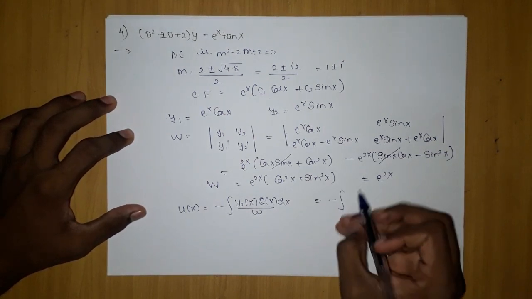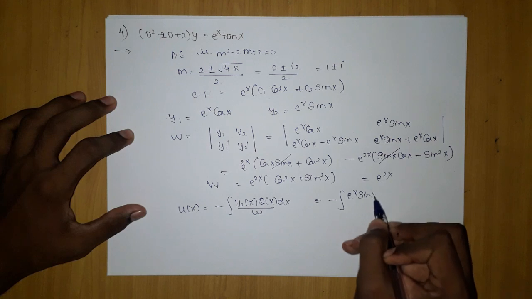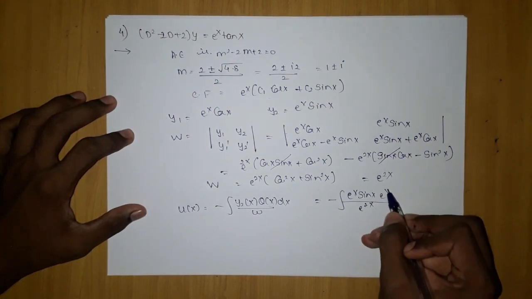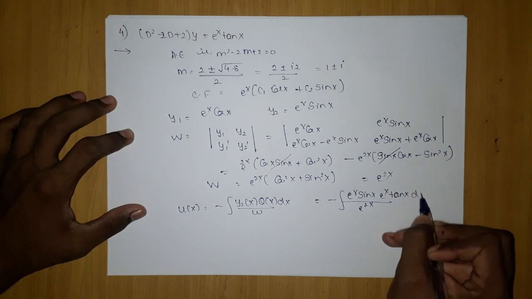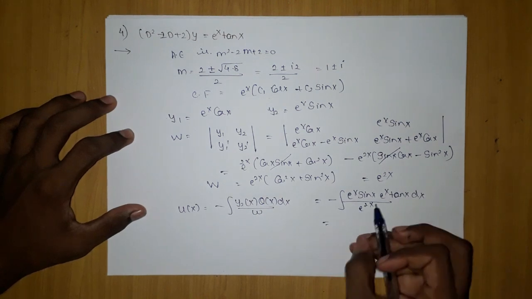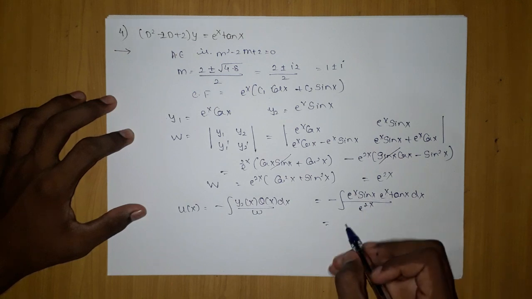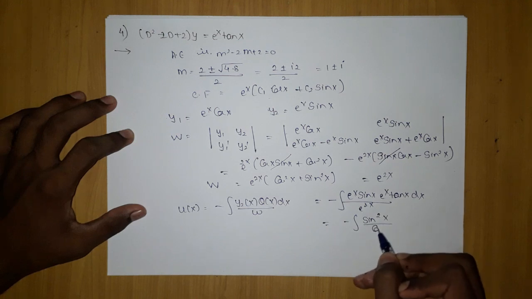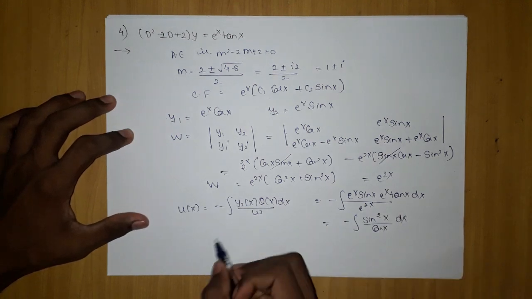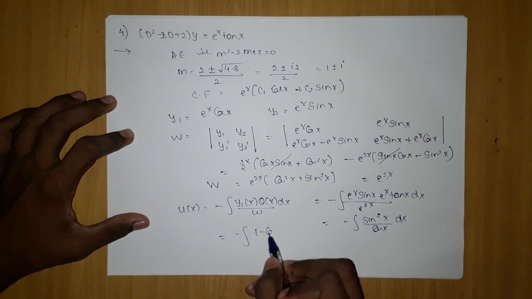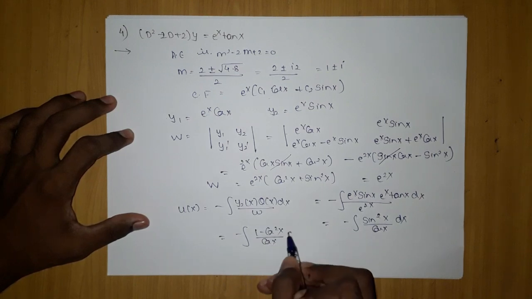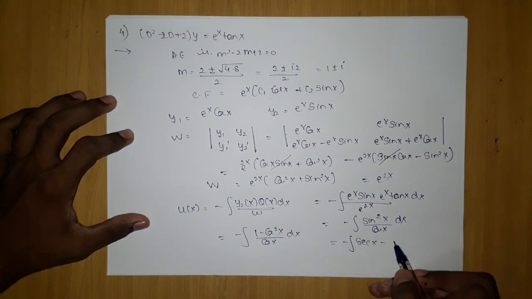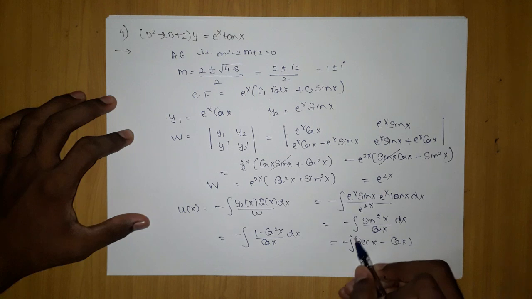So y2 x is e to the power x into sin x by w, e to the power 2x, into Q of x, which is e to the power x tan x into dx. You know, both e to the power x will get cancelled out, and we will be left with minus sin x, which if we open it, sin x by cos x will be the situation. We will write this as 1 minus cos square x by cos x into dx, which will end up giving me sec x minus cos x dx.